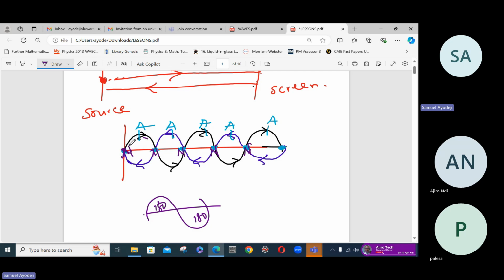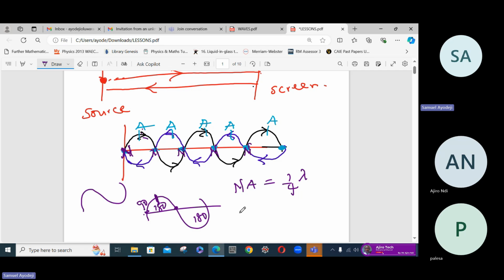Now, if you see from node to antinode, this here is a quarter of 360, that's 90 degrees. That means you are dividing 360 by 4. From node to antinode, it is 1/4 of a wavelength, because this is a complete wavelength, a cycle. From here to this place is a wavelength. So from here to here is half a wavelength. From here is a quarter.